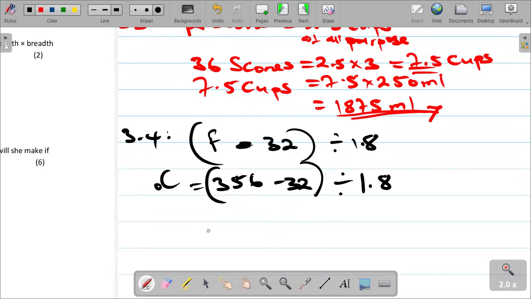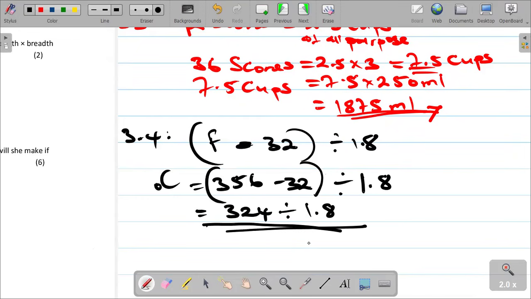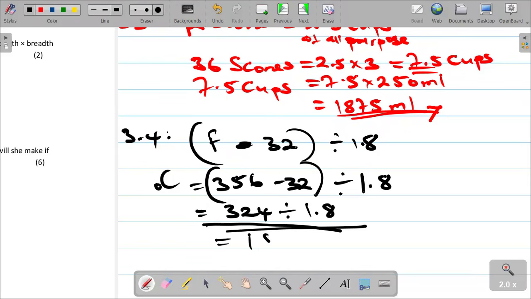Which is going to give us 324 divided by 1.8. 324 divided by 1.8 is going to give us 180 degrees Celsius. Then you get it right there.